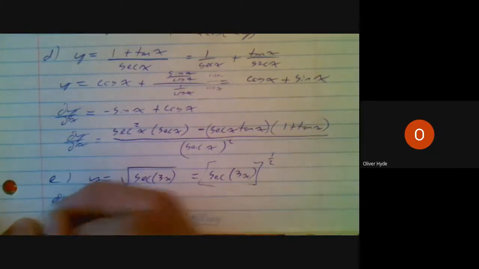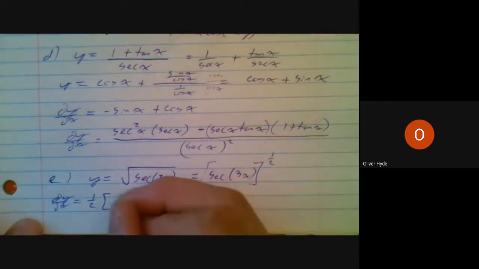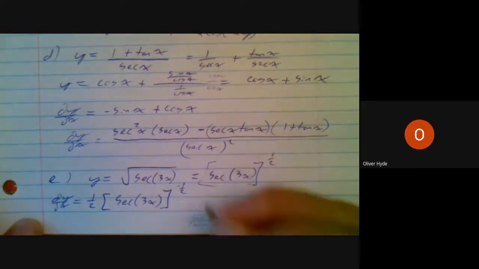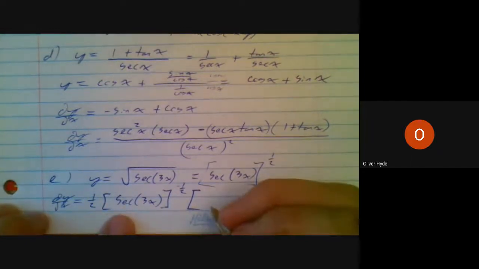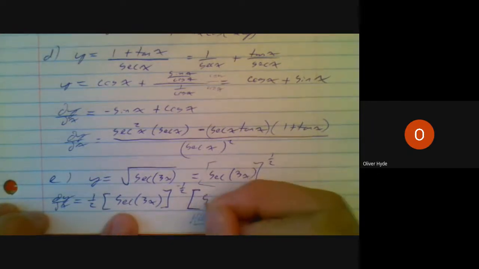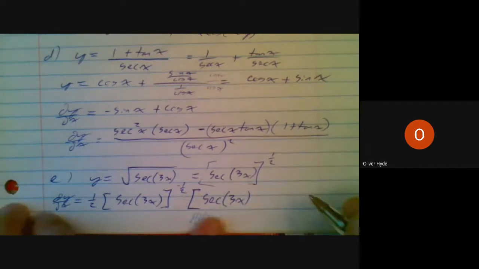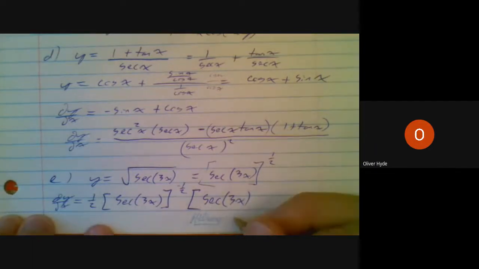Let's do dy by dx. The derivative of the square root of something is 1/2 times that thing to the exponent negative 1/2, and I multiply by the derivative of that thing. The derivative of the secant of u with respect to u is going to have two factors. One of them is the secant of u. The other factor is the one that also has a factor of the cosine of u in the denominator, which is the tangent of u.